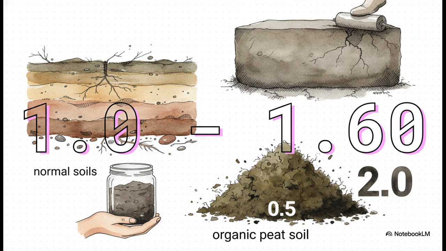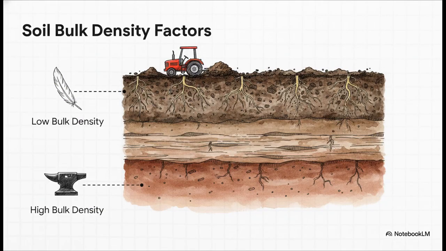But let's look at how that baseline shifts. If you're looking at an organic peat soil, that number drops all the way down to just 0.5. But if you're dealing with compacted subsoils, it shoots right up to 2.0. So what exactly pushes that number up or down? Well, it's a direct relationship. More pore space simply means less bulk density, while higher compactness means more bulk density.